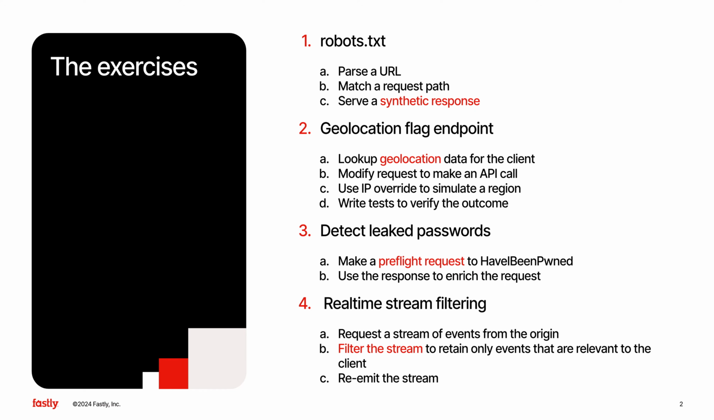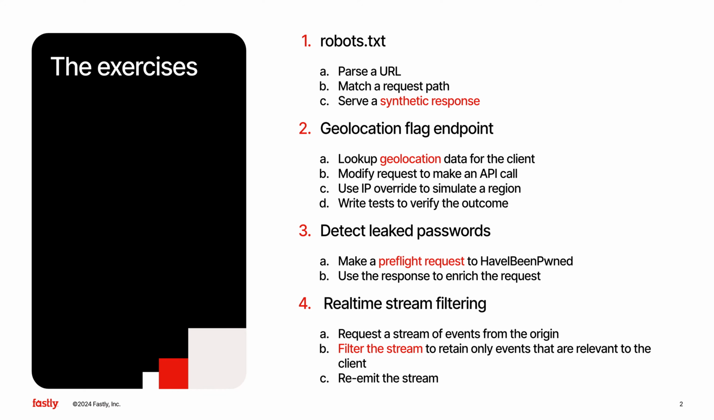We will also build an example that serves the image of the country in which you make the request, what we're calling a geolocation flag endpoint. That will give us the opportunity to demonstrate a bunch of Fiddle features like how to do geolocation lookups, how to use IP overrides to simulate a request coming from a particular region, that kind of thing, and how to write tests in Fiddle, which is still a very underused feature.